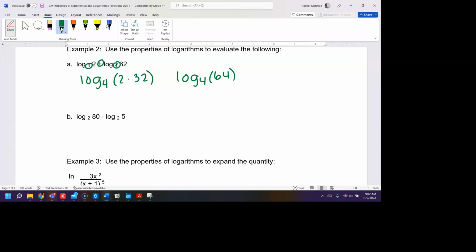So that's log base 4 of 64. So again, if I want to know what that's equal to, I need to know 4 to what power is 64. Great.